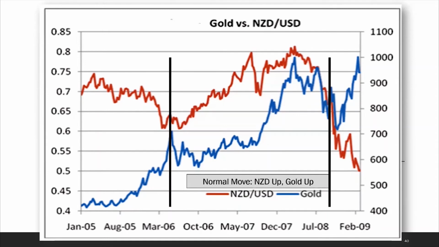In a normal situation, between 06 to 08, you would see that the New Zealand dollar and gold move pretty much in tandem. Although you would see that the New Zealand dollar had a little bit more volatility than gold. It was moving with a bit more of a range than gold.